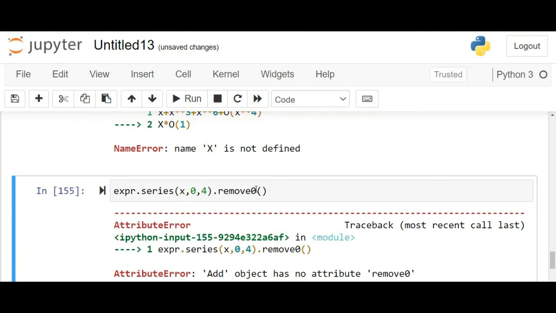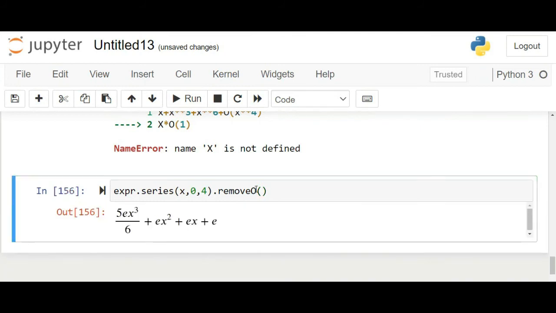0, no, it should be capital O. Yes, this is remove O, series from x comma 0 comma 4. Okay, so this code is working.